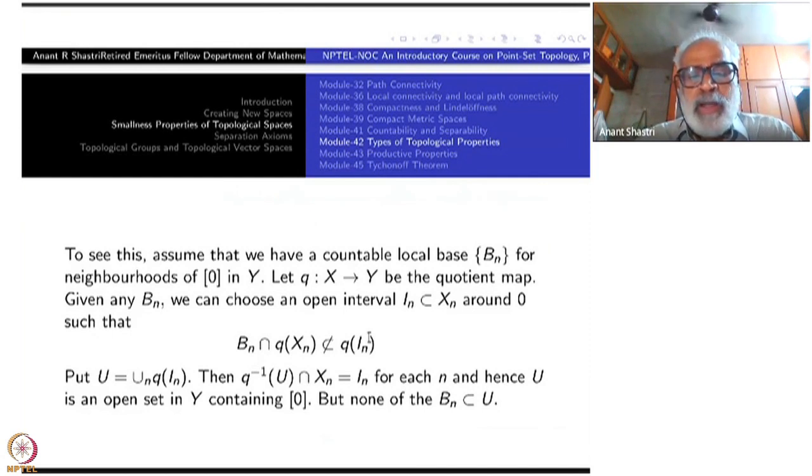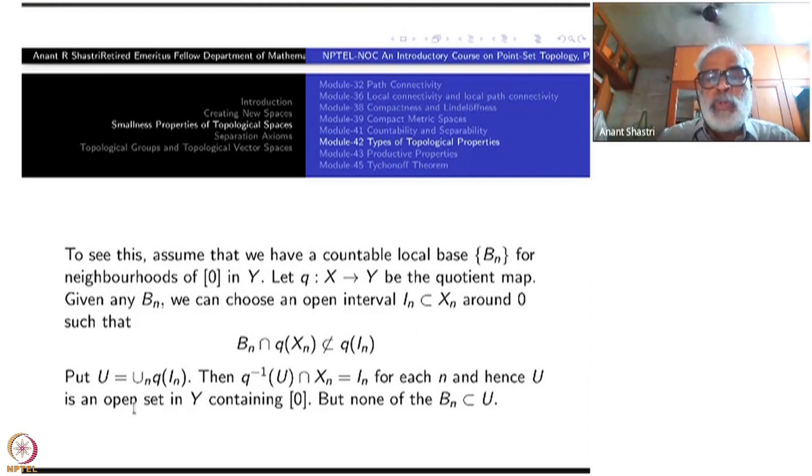Do the same thing for all n, B1, B2, Bn, and so on. You look at the corresponding Bn and then go to the corresponding copy of R. There you choose a neighborhood very small, so that neighborhood doesn't contain this, that's all. Once you have got for each n this interval In, you take U to be the disjoint union of all the In in the disjoint union. When you take Q of those things, that will be an open subset because the inverse image will be precisely the disjoint union of these In.